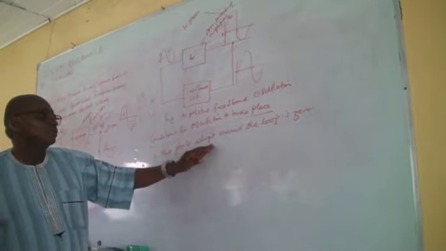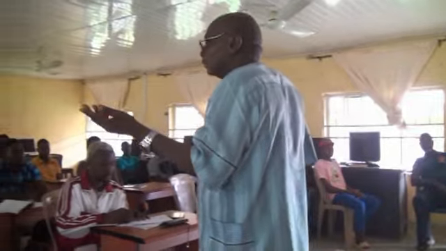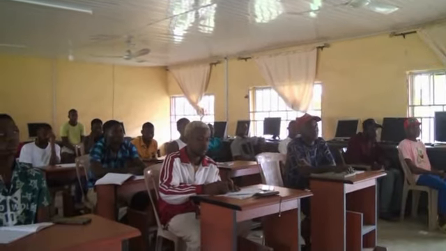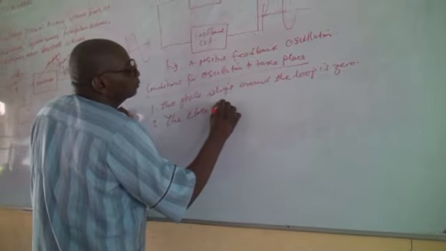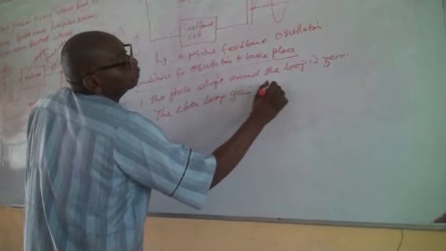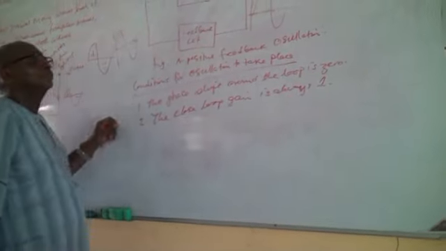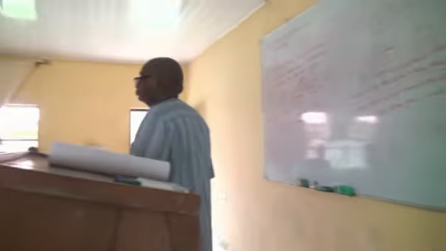So the phase shift around the loop is 0. If it is not 0, if the other one is 20%, will you have the same waveform? There will be a difference. So the phase shift around the loop is always what? 0. And the second condition is that the closed loop gain is always 1. Any gain that is more than 1 will cause a serious distortion.